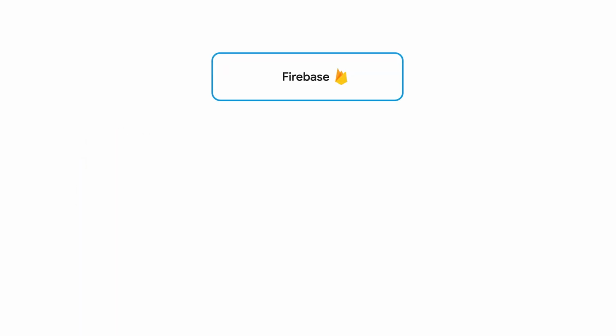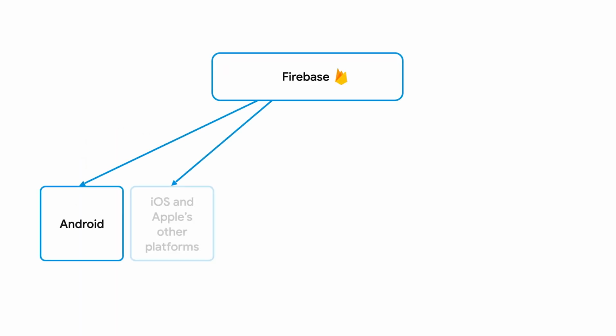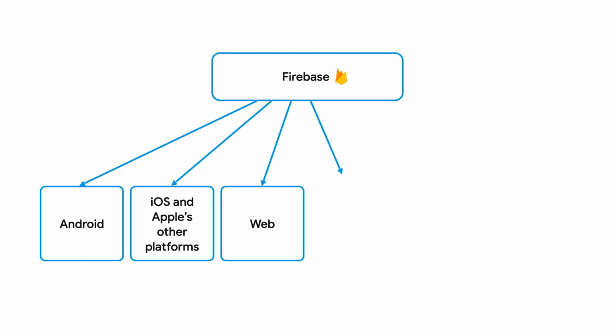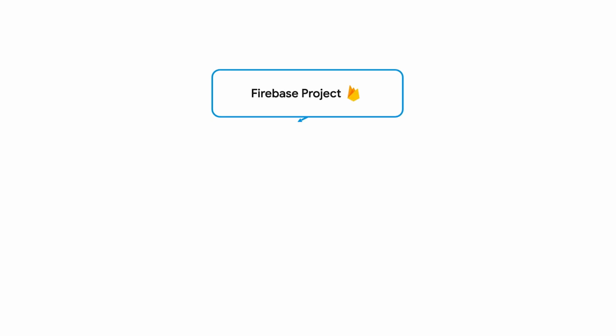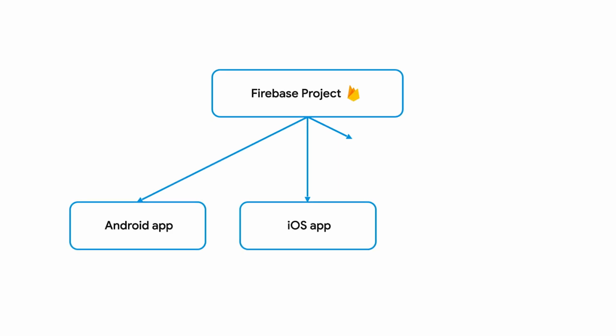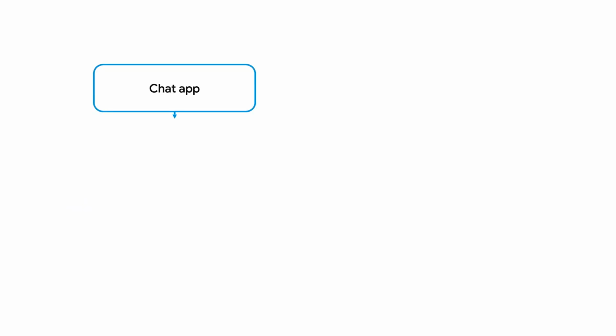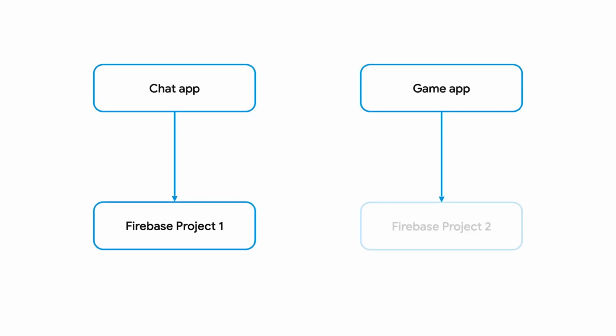Firebase currently supports apps that are built for Android, iOS and Apple's other platforms, web, Flutter, C++, and Unity. So if I'm developing the same application for different platforms, I should register all the platform variants in the same Firebase project. But if I'm developing entirely different applications with different use cases and different users in mind, I should create two separate Firebase projects, one for each application. One icon, one Firebase project.